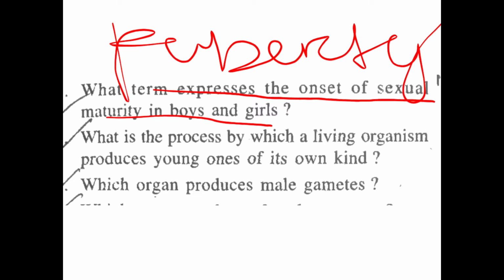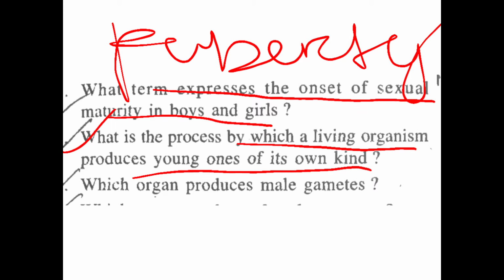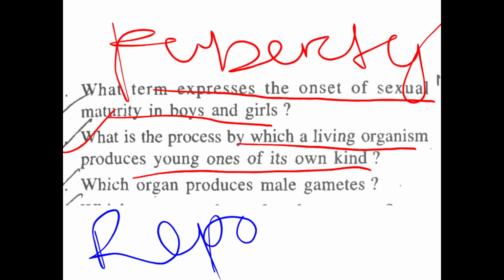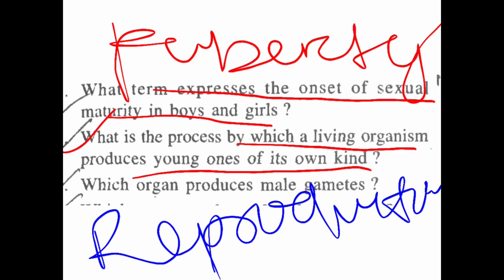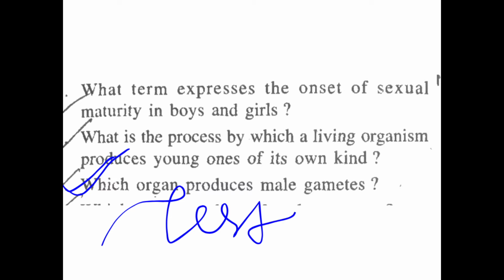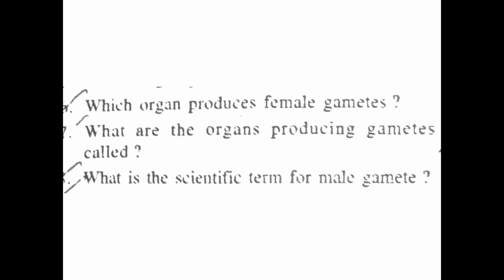Then the next question. What is the process by which a living organism produces a young one of its own kind? This is very easy. You can write it is reproduction. Okay. Then next, which organ produces the male gamete? The organ which produces the male gamete is testis, T-E-S-T-I-S. Next, which organ produces the female gamete? That is ovary.